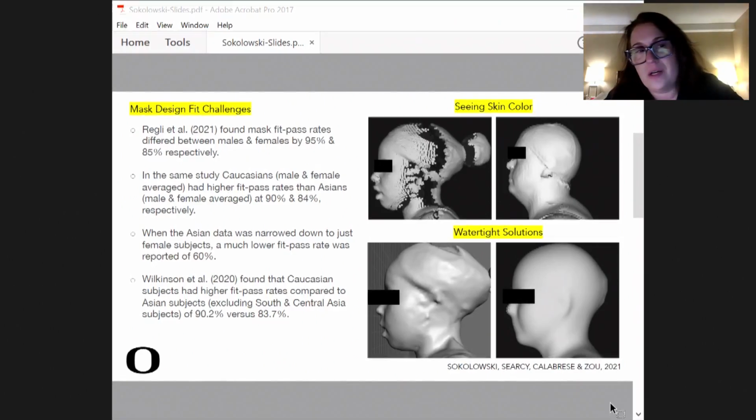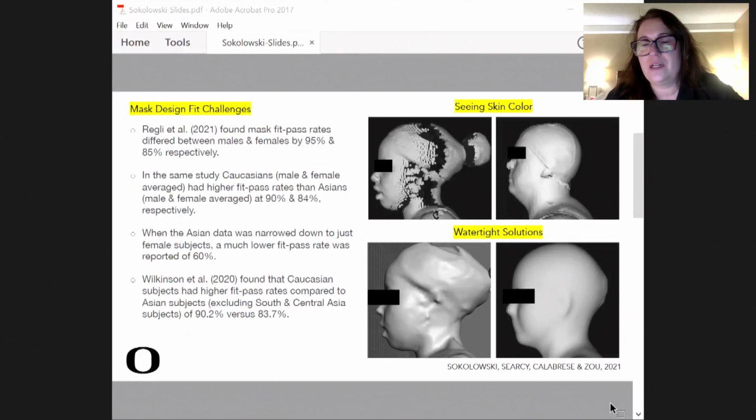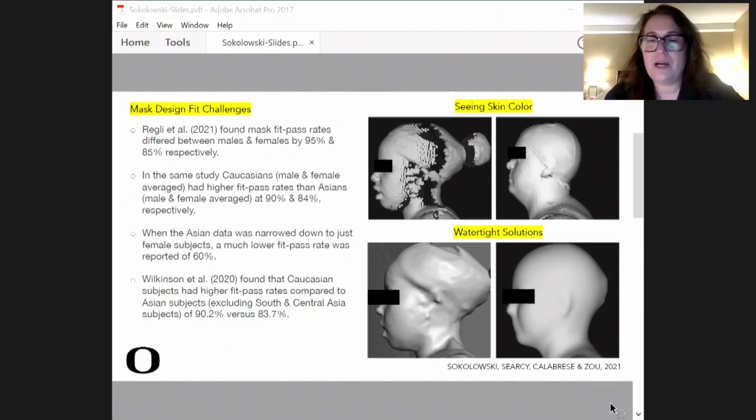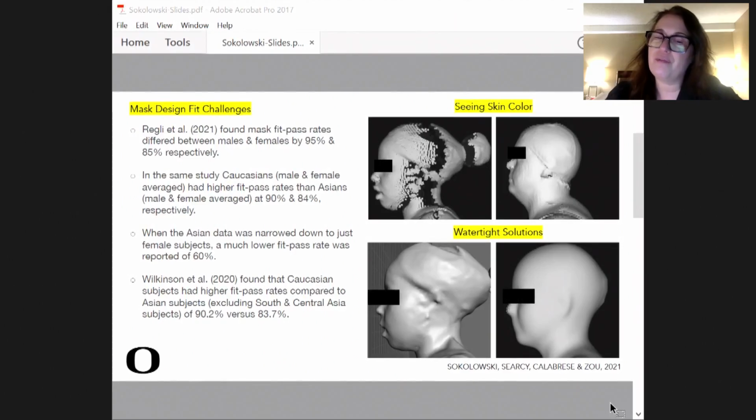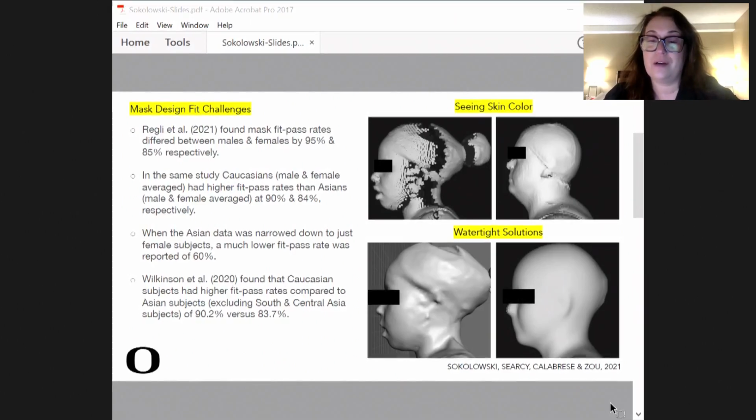So in my work, much like many of the other speakers, I'm interested in what the design pipeline is for building PPE. And so in this body of work, we were building a design pipeline using digital tools. And we found 3 major challenges that prohibit designers and developers from creating equitable N95 masks. The first one was that the majority of the big scanning databases that were used for our studies revealed that scans of people of color were incomplete.